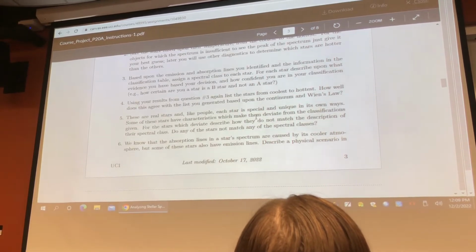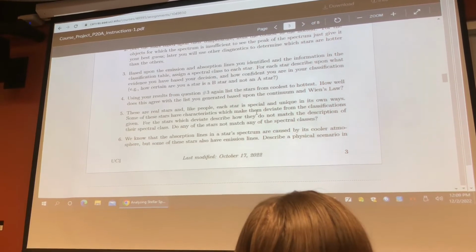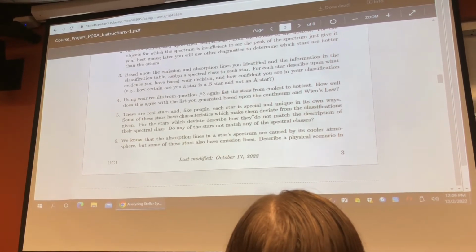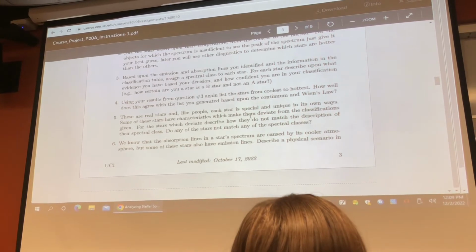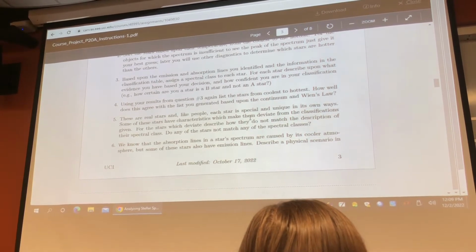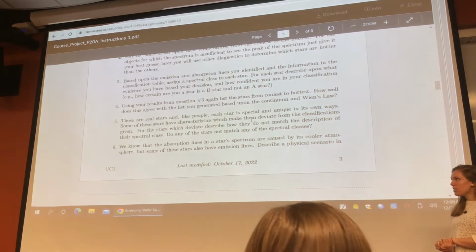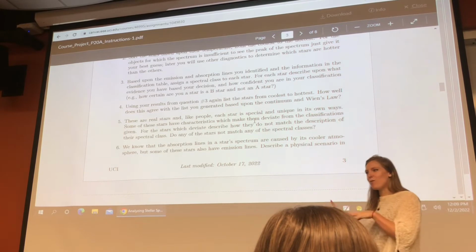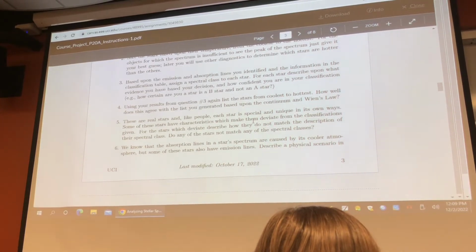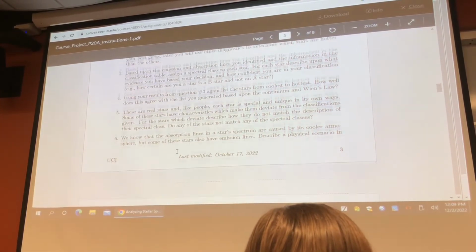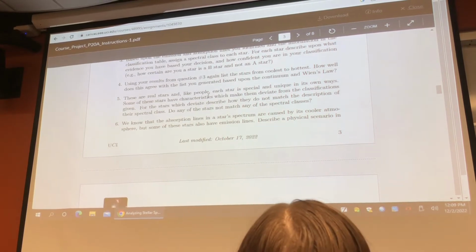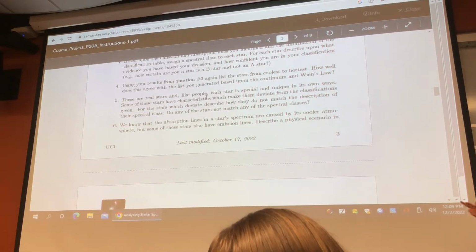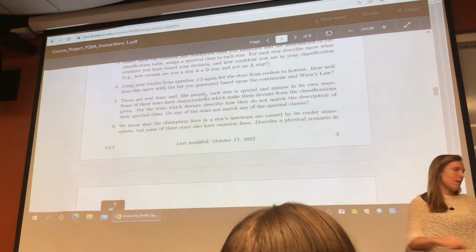Based on the emission and absorption lines you identified and the information in the classification table, assign a spectral class to each star. So what we're going to do is take a look at that spectral classification table, and then using the temperature and the emission and absorption lines, we can assign a spectral class. That will make more sense when I get there. Number 4, list your stars from coldest to hottest again. So because I'm only showing you one example, 2 and 4 I'm kind of going to skip over, but I think they're pretty self-explanatory.